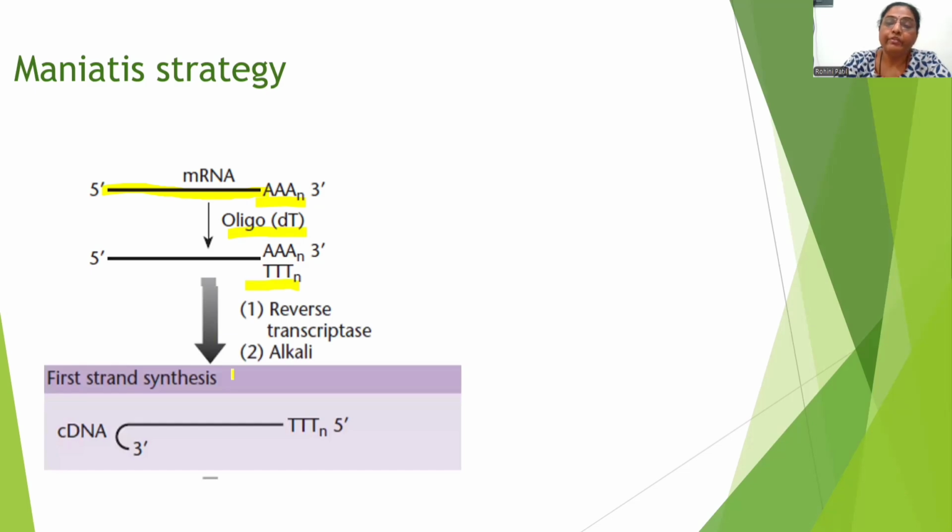Now when we have to synthesize the first strand of the cDNA, at that time you are going to use an enzyme, and that enzyme is reverse transcriptase. Reverse transcriptase is an RNA-dependent DNA polymerase. That is, it uses the mRNA as a template for the synthesis of the DNA, the first strand of the cDNA. Then an alkali is used, which allows the removal of the mRNA from the first strand of the cDNA.